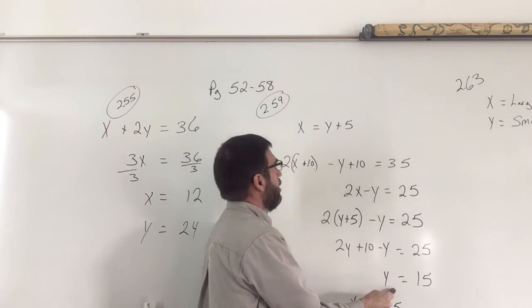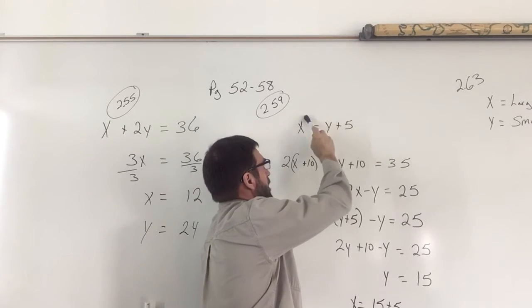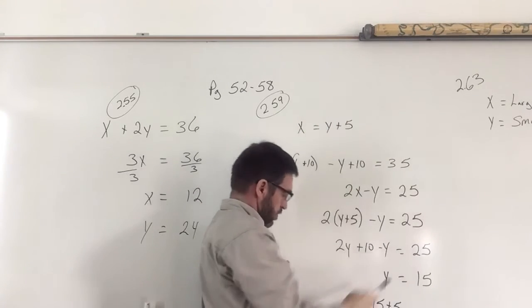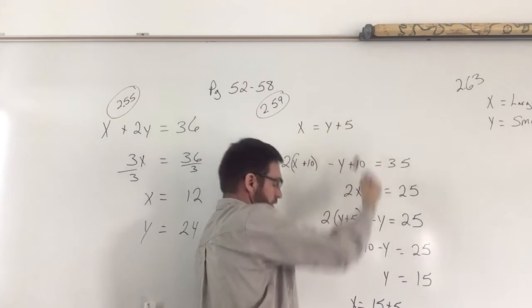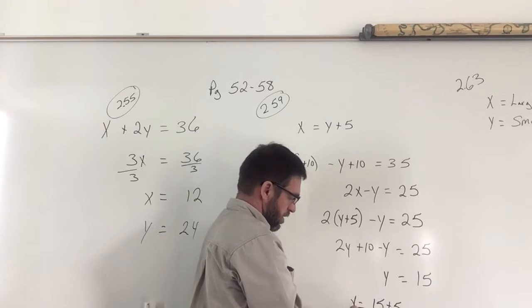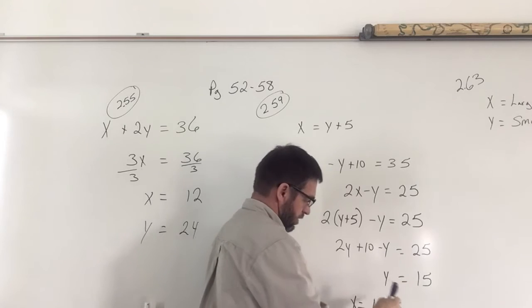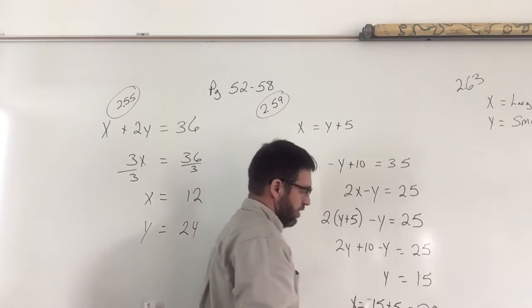So now I put 15 up here, and I say X equals 15 plus 5. Oh no, down here, sorry. I use this equation again and put 15 in the Y spot. 15 plus 5 is what X is going to equal, so that's 20. John is going to equal 20. That's their age now.